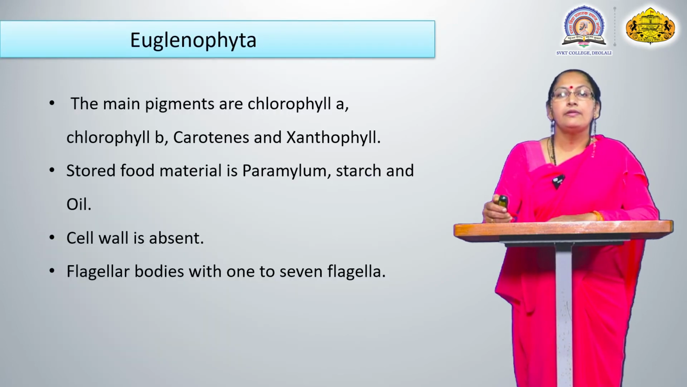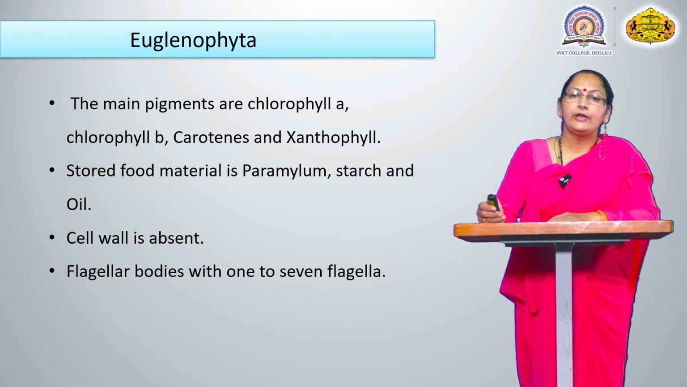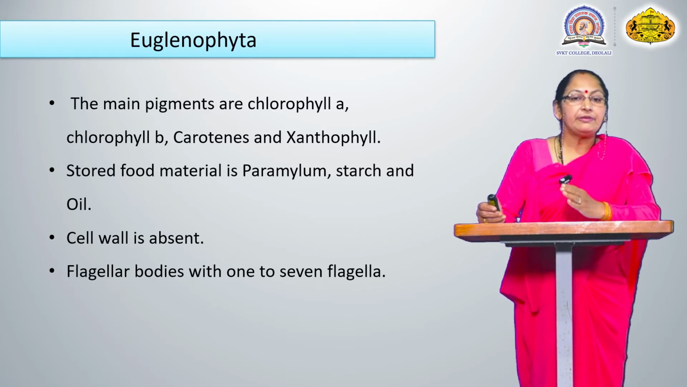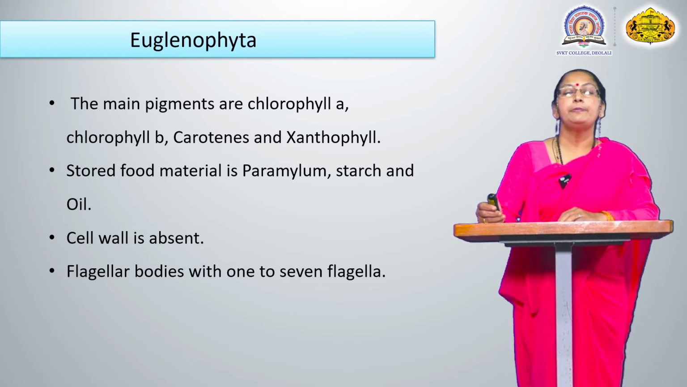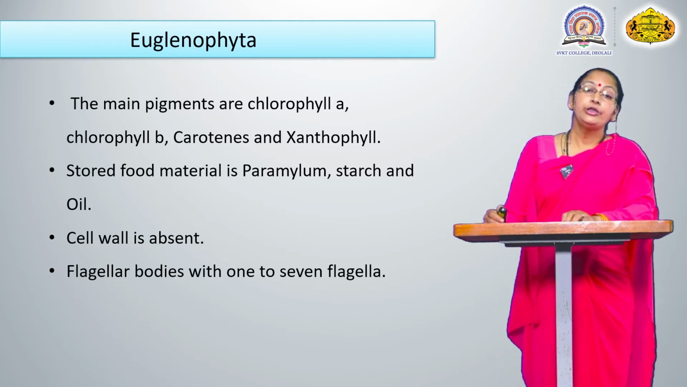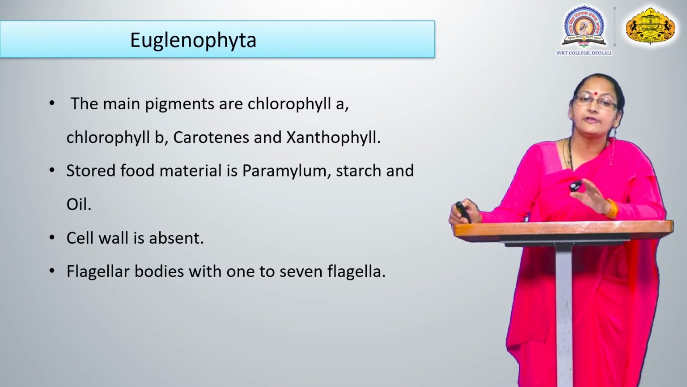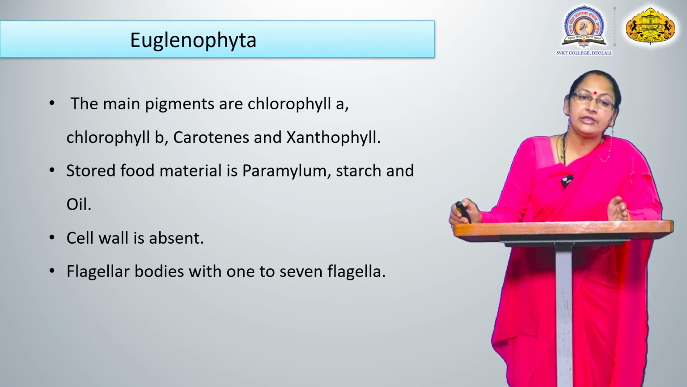Then see, the next class is the Euglenophyta. In today's lecture, we see properly one by one the points. First, the pigment. The chlorophyll A, chlorophyll B, carotenes and xanthophyll pigments are present in Euglenophyta. It is a main characteristic of the Euglenophyta.